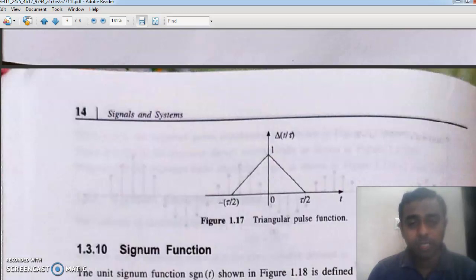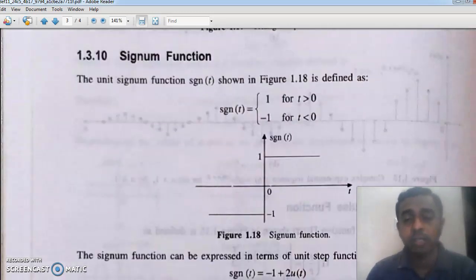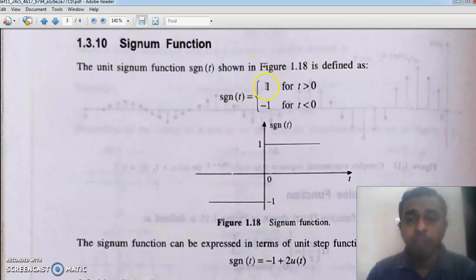This is not necessary to be learned, but the signum function is very important. It's another simple function: it has the value 1 for t greater than 0, but for t less than 0 it has minus 1. So the 1 goes till plus infinity, and the minus 1 goes till minus infinity. Now, what happens at t equal to 0? There, the value is 1 and minus 1, which cancel each other, so the value is effectively 0 at t equal to 0.